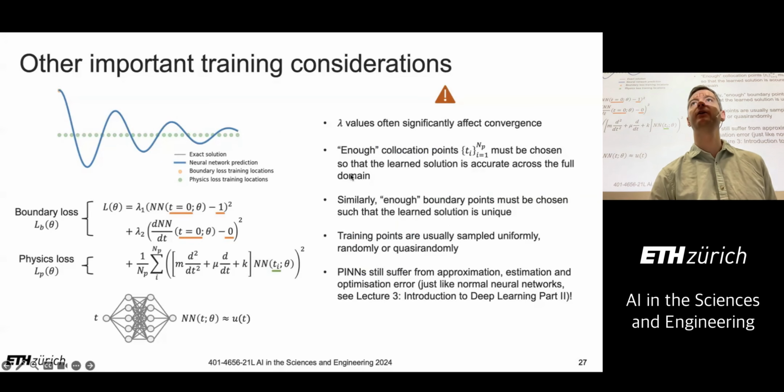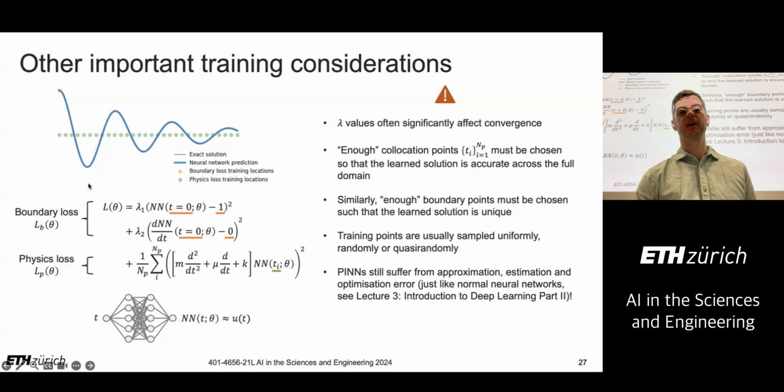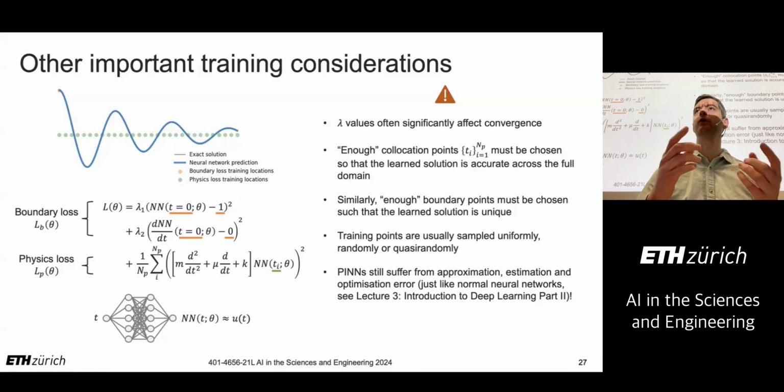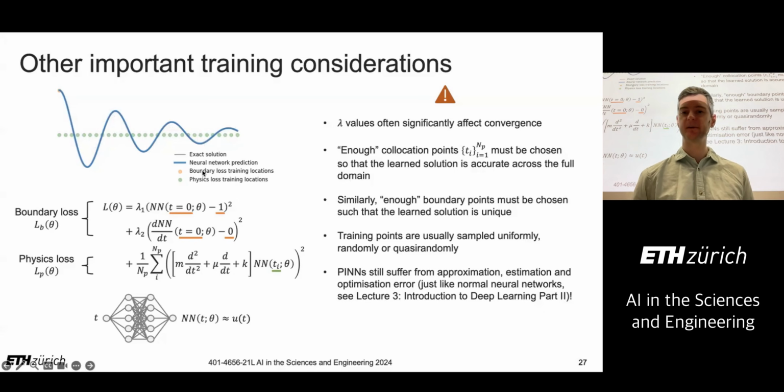When we do finite difference methods, finite element methods, we have very clear convergence criteria on what the sample spacing should be, for example. Here we have basically a sine wave, and so we'd want to make sure that the sample points are below the Nyquist sampling rate. That would be a sensible start to make sure that this converges. And similarly, we need enough boundary points to make sure that the learned solution is unique. We can sample these co-location points randomly or uniformly if we like.